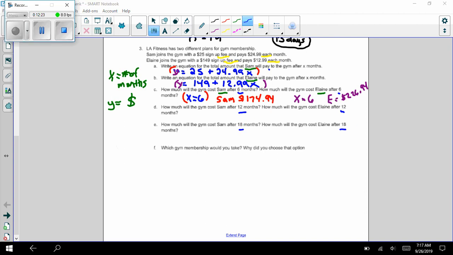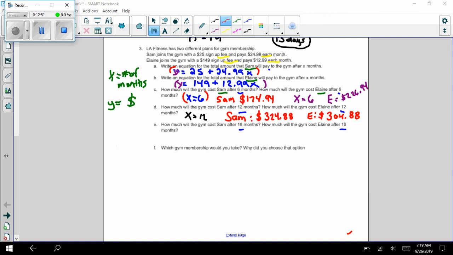Go ahead and clear out your Desmos for X values, but you can go ahead and leave the Y equations in because you're going to go back up to Sam's equation, which is Y equals 25 plus 24.99X, and then you're going to plug in X, in this case, equals 12. Go ahead and do that for Sam. Go ahead and do that for Elaine, and let's see how much it'll cost them after 12 months.